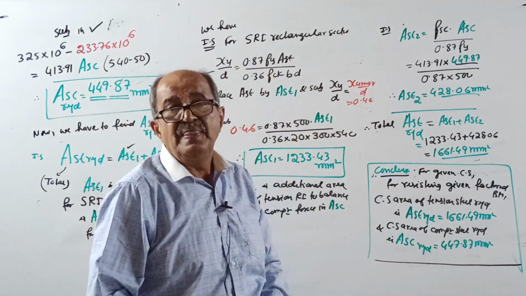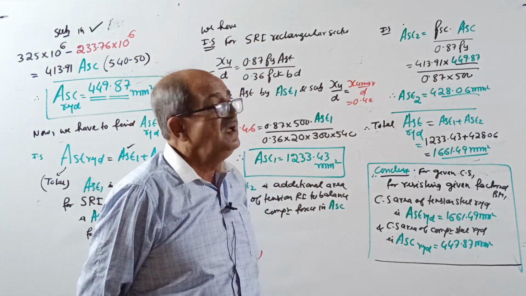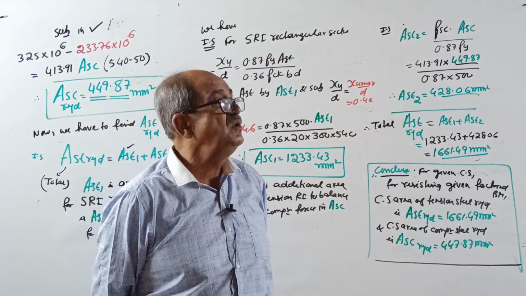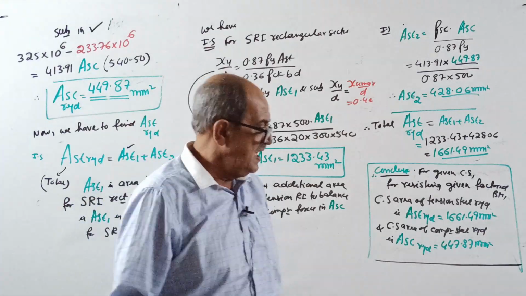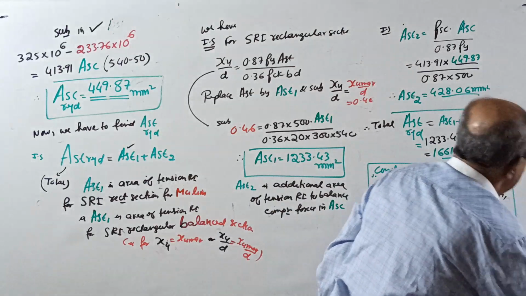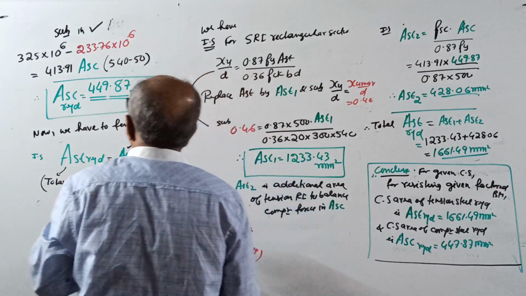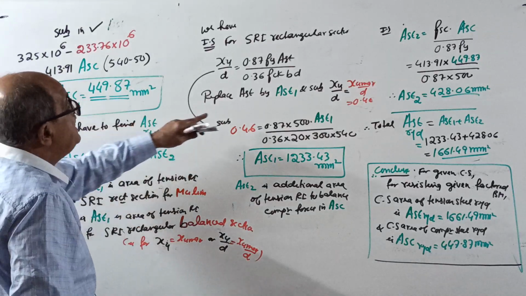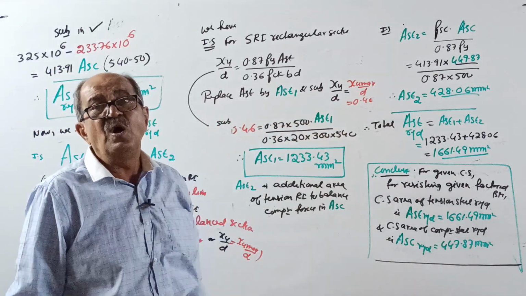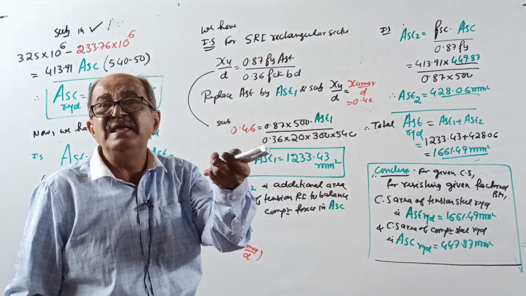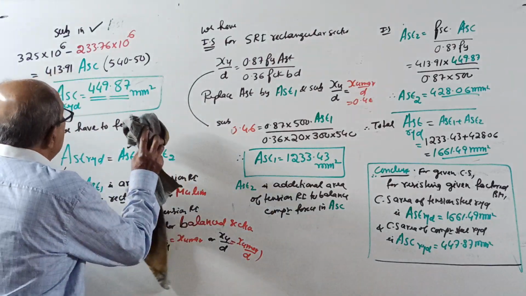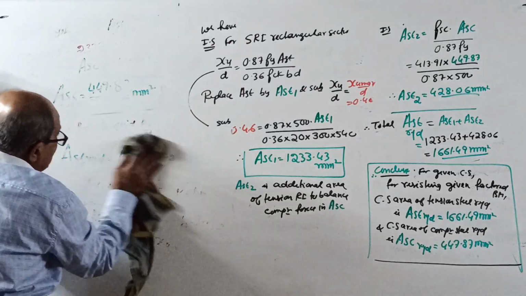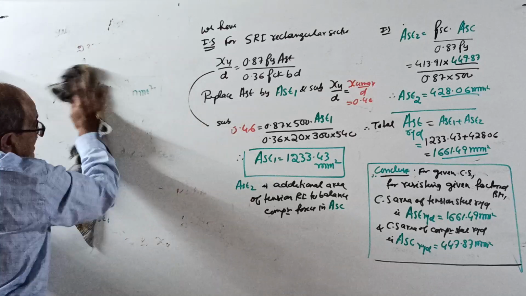Completely over. Now, why does the IS code split AST into two parts, AST1 and AST2? It has got a reason, but that I won't tell. Make a note here: the splitting into AST1 and AST2 is not required. You can directly get AST. I will tell you how now. Just make a note here, an extra note, my observation.